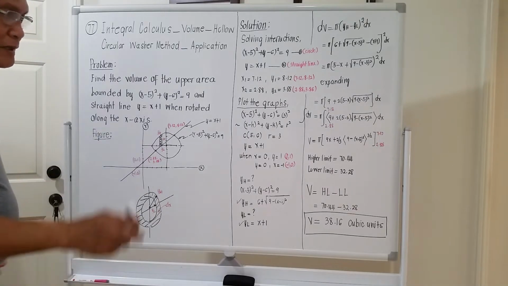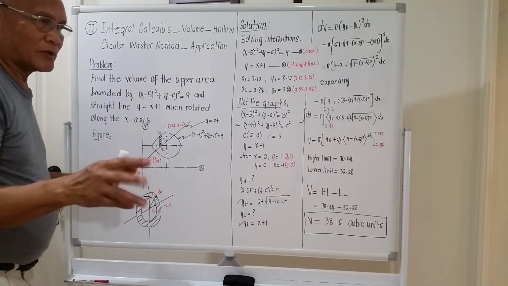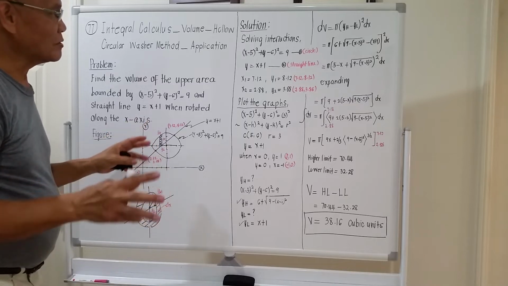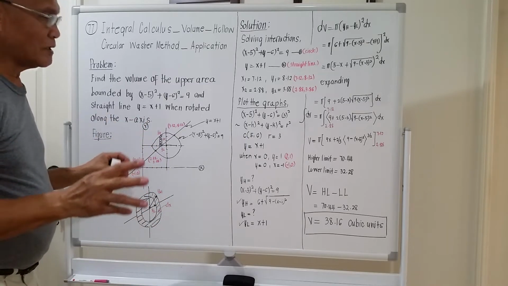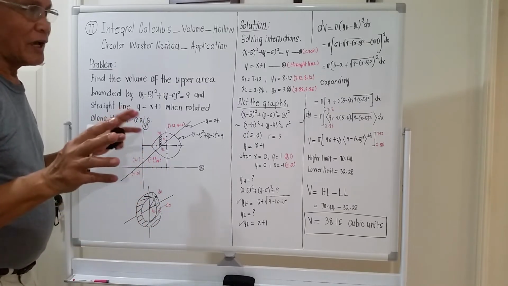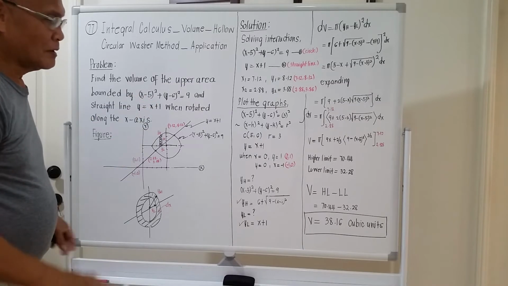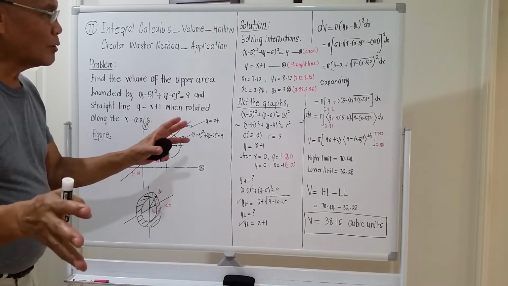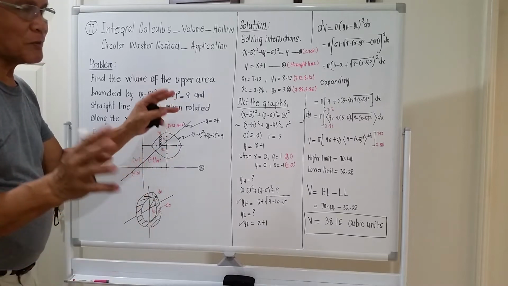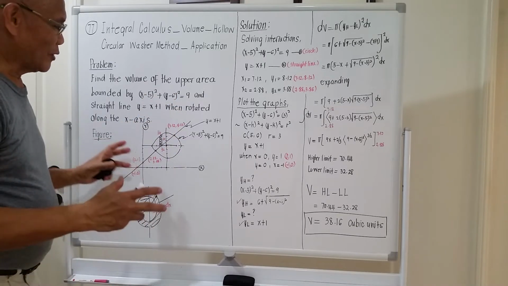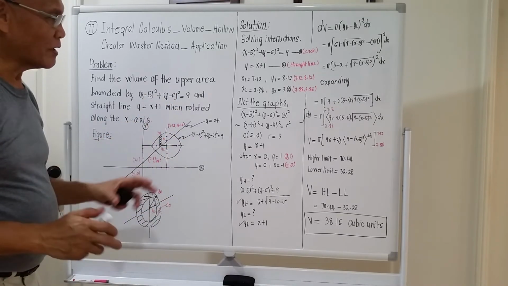The requirement for us to solve this problem is, number one, to solve first for the intersection. Or shall we go plotting the graph first? Okay, let's plot the graph first so we can visualize where the intersections are.